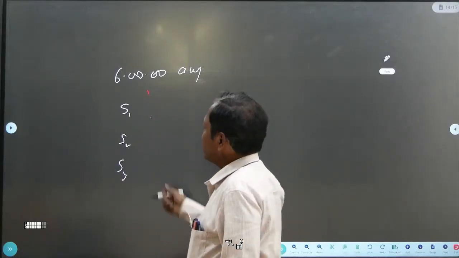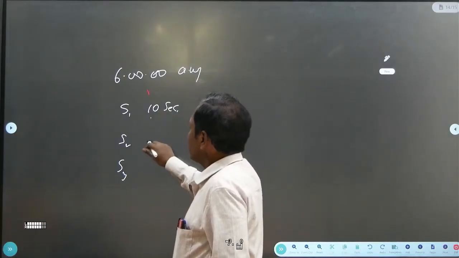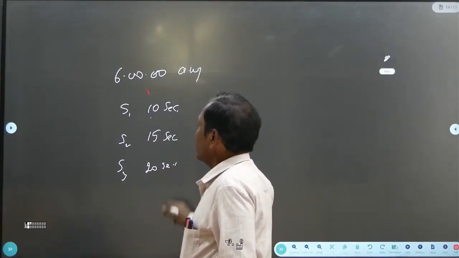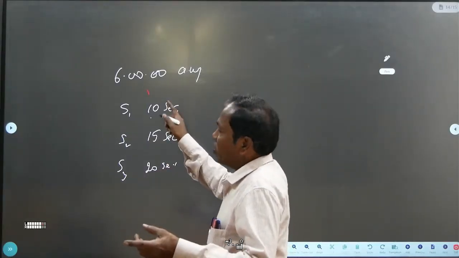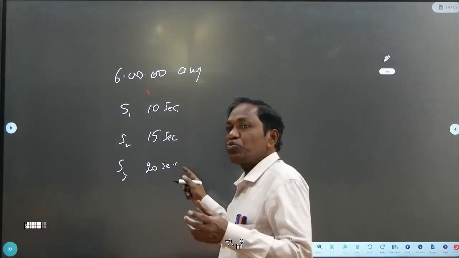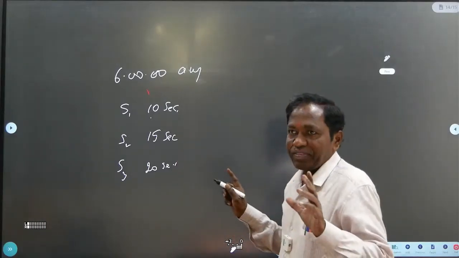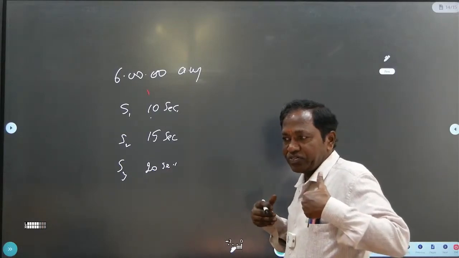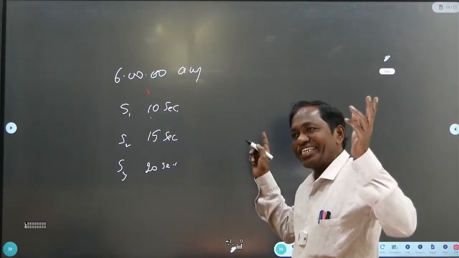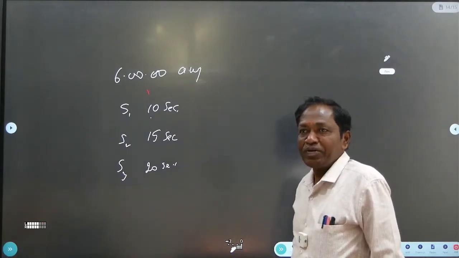Signal 1 changes every 10 seconds. Signal 2 changes every 15 seconds and signal 3 every 20 seconds. If all the 3 signals start at 6 a.m., when do all the 3 signals start together again? They ask that. What is required for us? Common multiples we need to know.